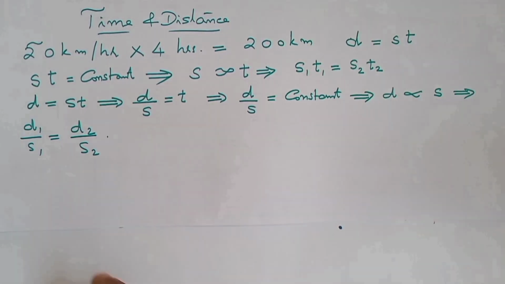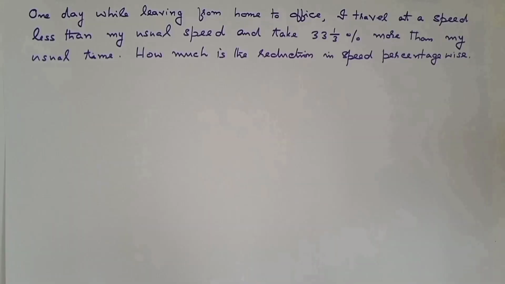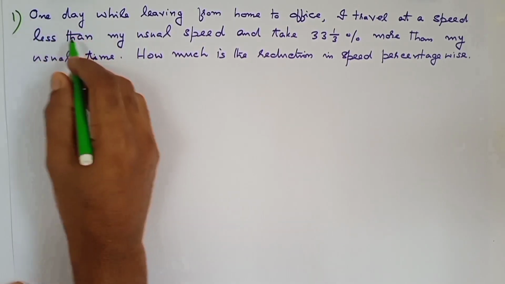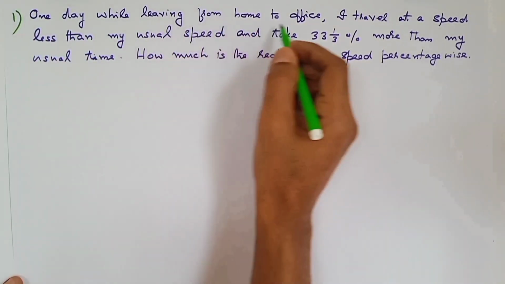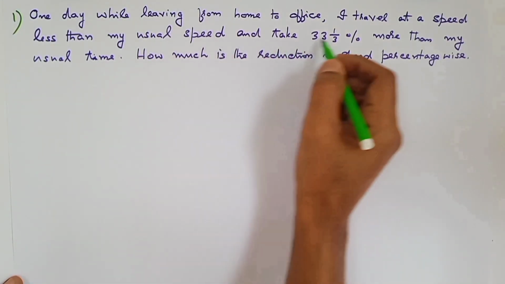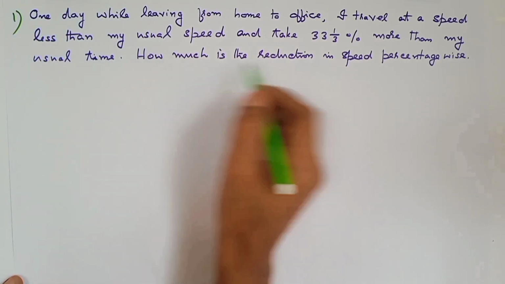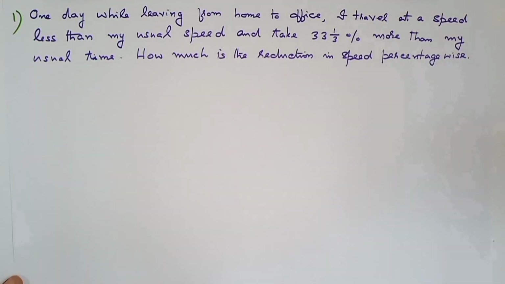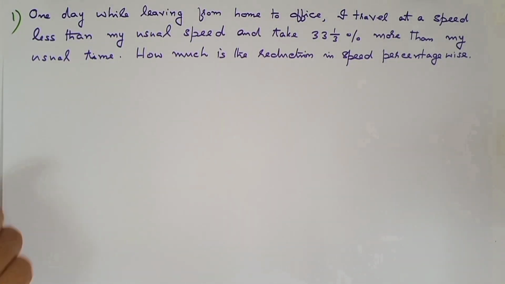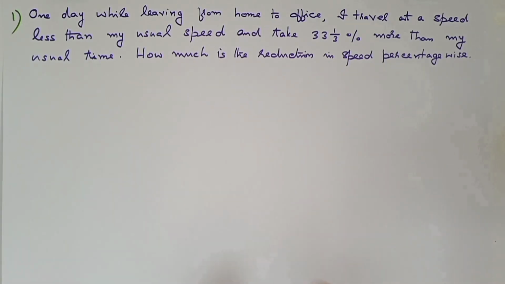I will go through a few simple problems to illustrate these basic points. Look at the first problem. One day while leaving from home to office, I travel at a speed less than my usual speed and take 33 and 1 by 3% more than my usual time. How much is the reduction in speed percentage wise? See, neither of the variables like speed and time are given in the problem, and distance, as you know, from home to office is a constant.